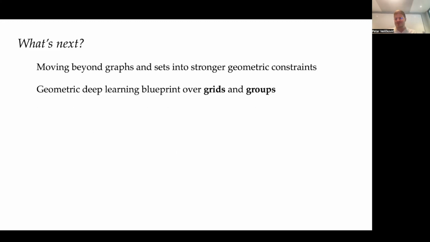I hope you found this lecture interesting, especially because now that you're armed with the knowledge of the GDL blueprint on the case of sets and graphs, you're ready to move beyond just simple permutation symmetry to more complicated geometric constraints. And this will lead us to talk about geometric deep learning over grids and groups, where it starts to get quite exciting from a geometric standpoint.